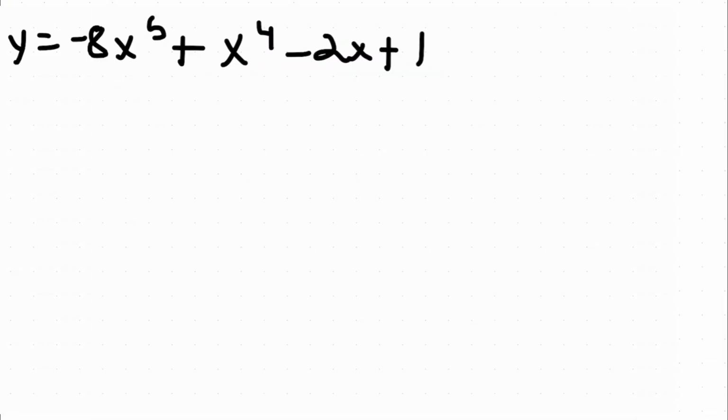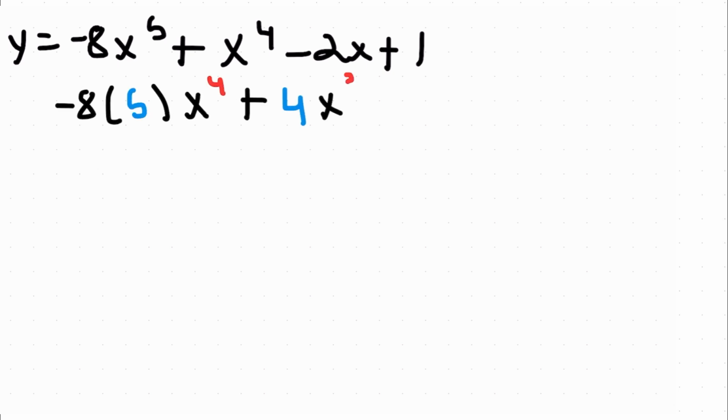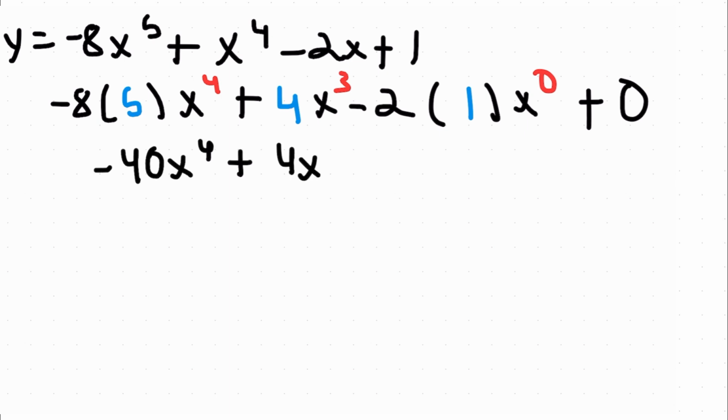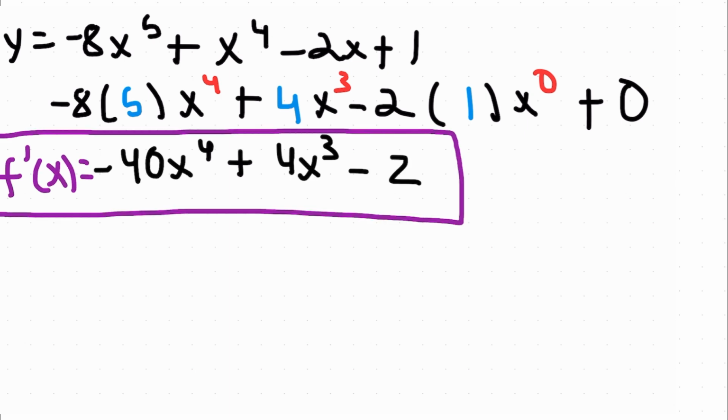When evaluating the derivative of a function with multiple terms, apply the power rule to each term and then see what simplifies. The derivative of 1 is 0. The reason for this is because 1 is a constant number, and constant numbers have a slope of 0. And this is our final answer.